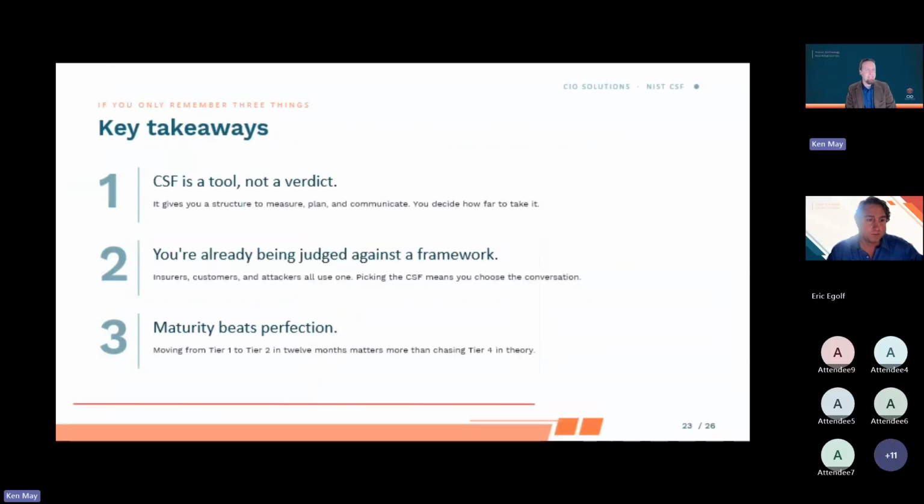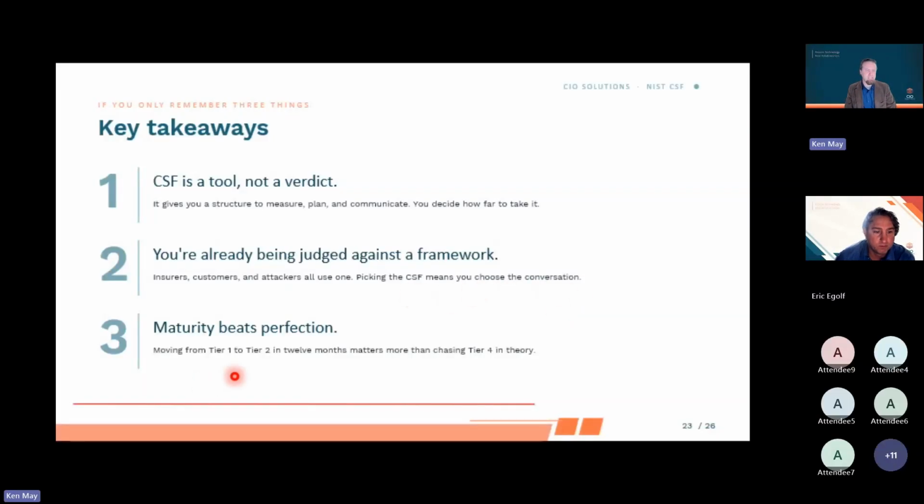So some of the key takeaways from this presentation: the cybersecurity framework is a tool. It's not just a verdict. You get to decide how far it gets implemented, but it still gives you an objective structure to measure against. You're also already being judged against a framework, even if you're not aware of it. And again, objectivity and being able to answer these questions gives you control over the conversation.